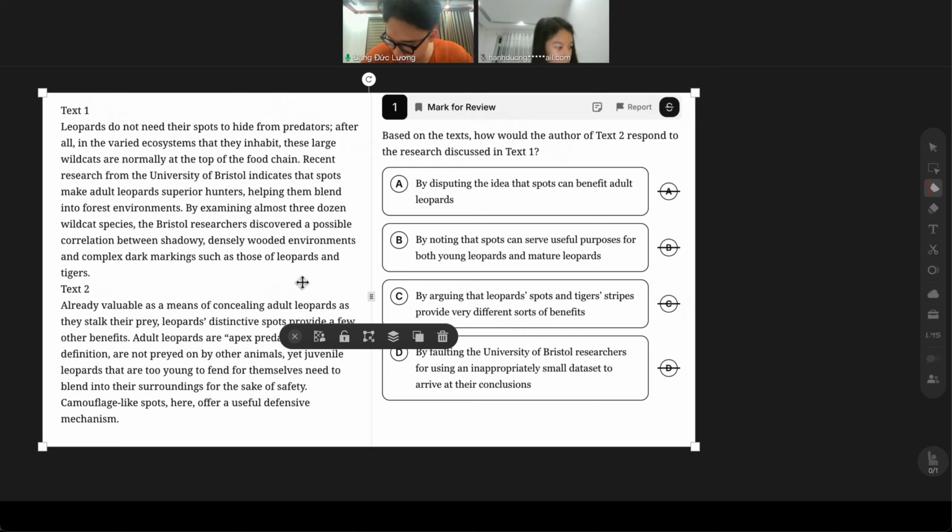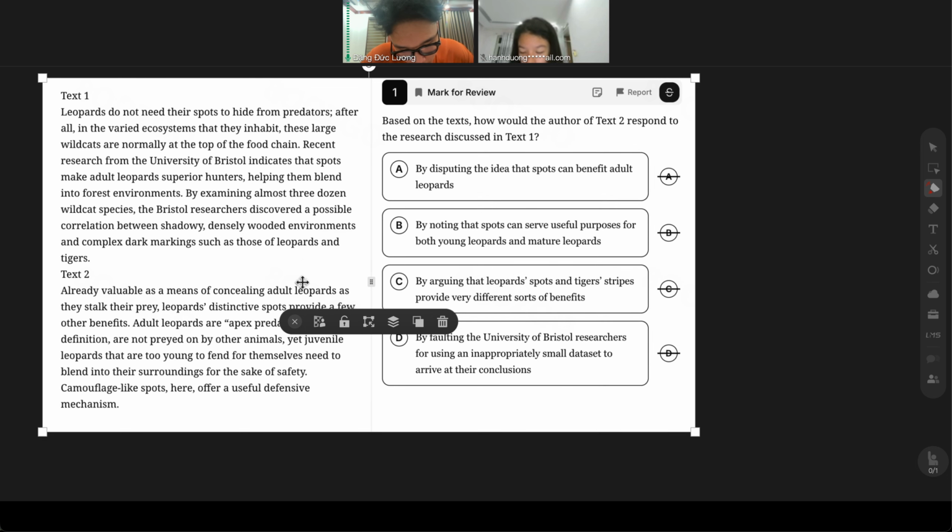That's a very tricky question. In the example I give you here, they ask how the author of text 2 will respond to the research discussed in text 1. So can you tell me the order you will do in that kind of question? The order you will read, text 1 or text 2 first? Text 1.